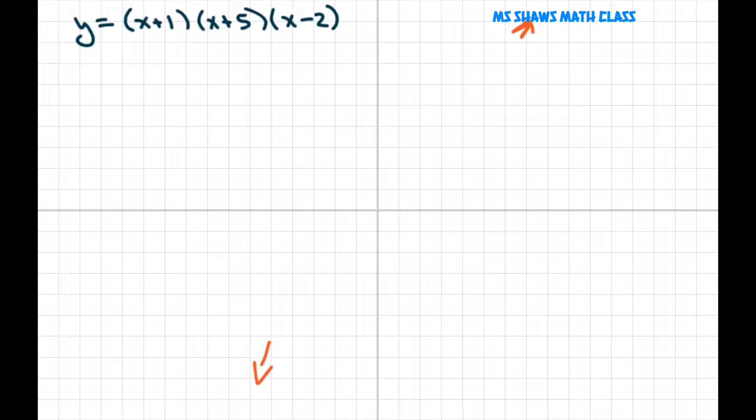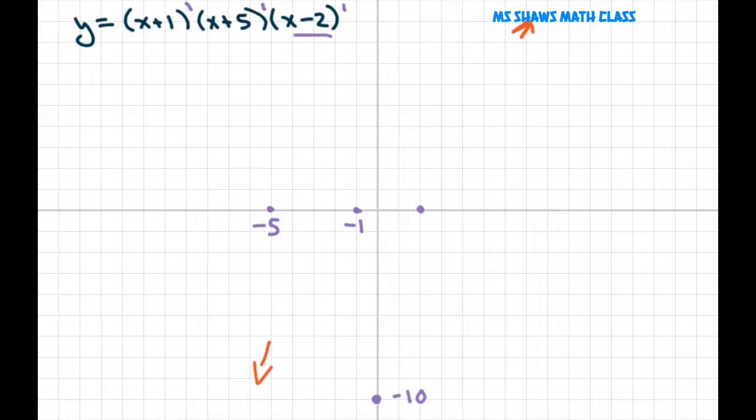So let's go ahead and plot everything. We have a y-intercept at negative 10. It's hard for me to put it there. I'm just going to put the negative 10 here because we're just sketching the graph. We have a 0 at negative 1, a 0 at negative 5, and this one is at 2. Since all these multiplicities are 1, that means we can cross the graph.